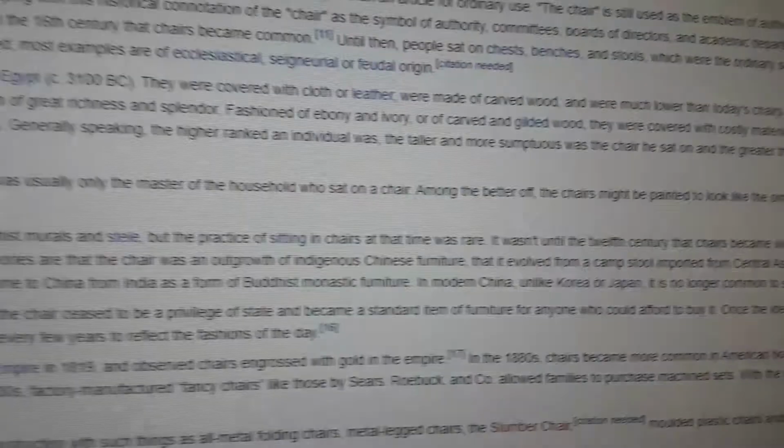Who cares? The chair has been used since antiquity, although for many centuries it was a symbol. Blah, blah, blah.